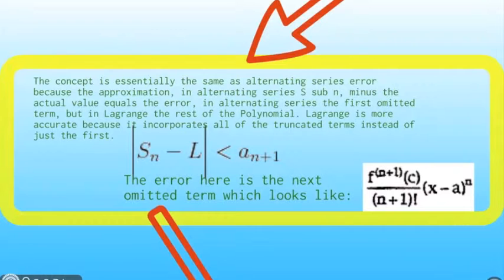The concept shown is alternating series error, but Lagrange uses the same principle, using the value of the truncated terms to determine how accurate the approximation is.